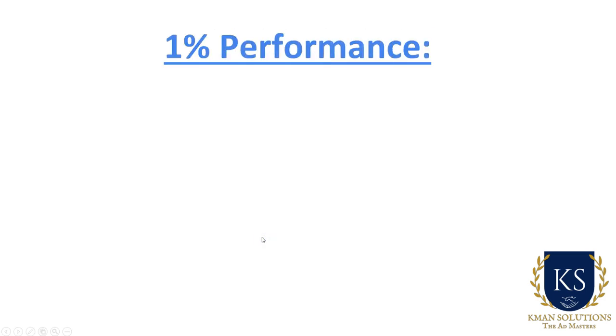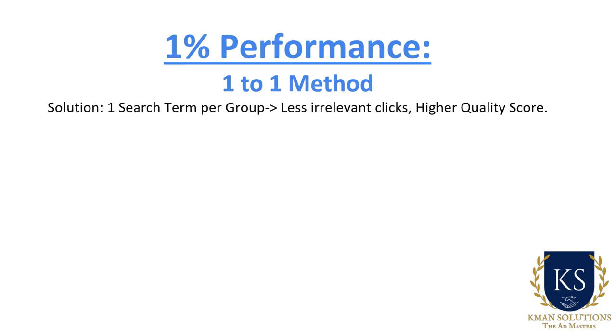What we do that puts us in the top 1 percentile of digital marketers out there and allows us to target the top 1% of practices out there is the one-on-one method. And this is going to lead to much less irrelevant clicks and a much higher quality score.